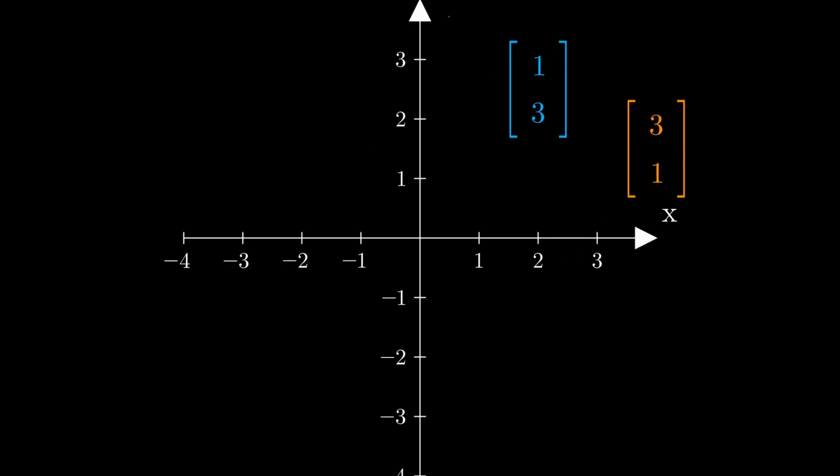Let's look at this example of the two column matrices 1, 3 and 3, 1. So the blue matrix vector 1, 3 goes 1 to the right and 3 up, while the orange vector column 3, 1 goes 3 to the right and 1 up. Yes, they have the same magnitude, but they are not parallel and they are not pointing in the same direction. So therefore, they are not the same vector.